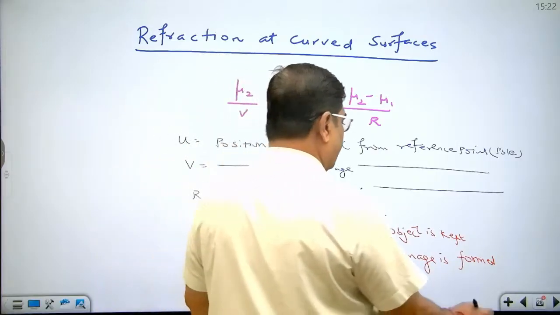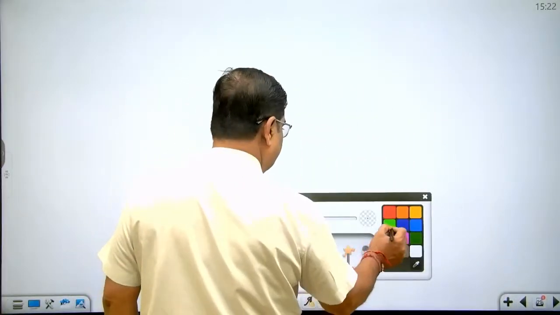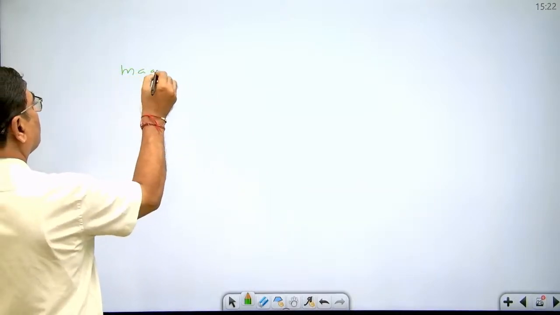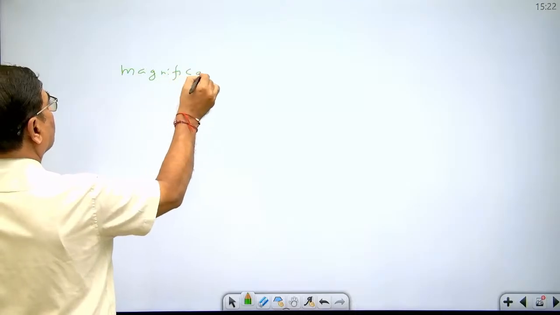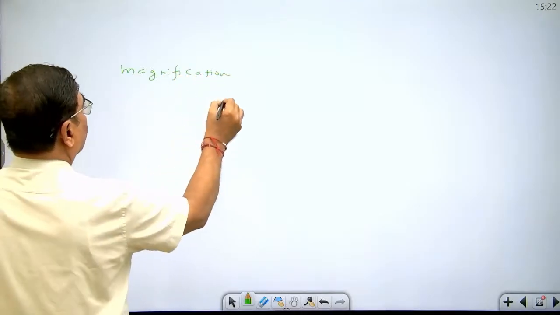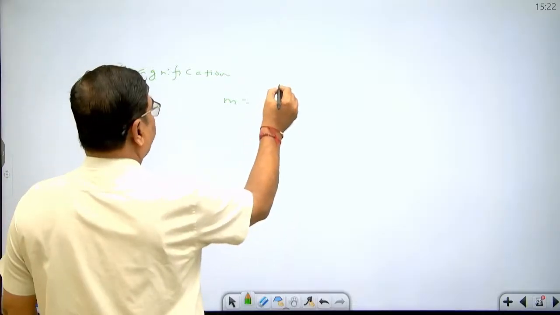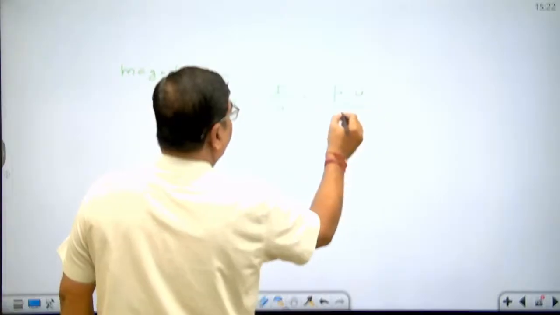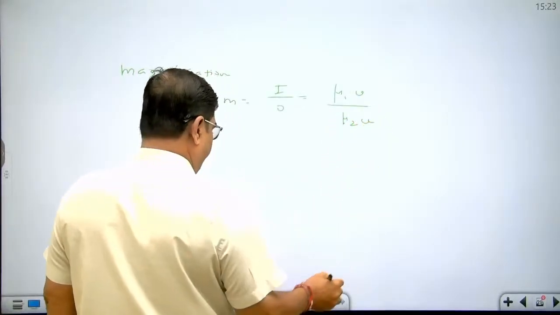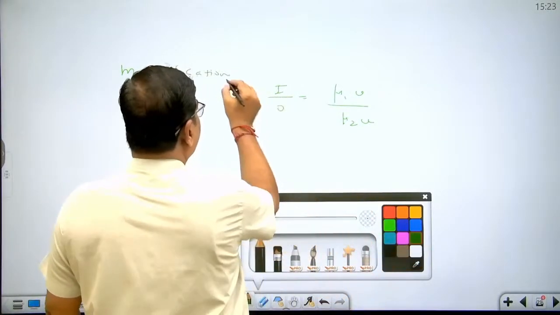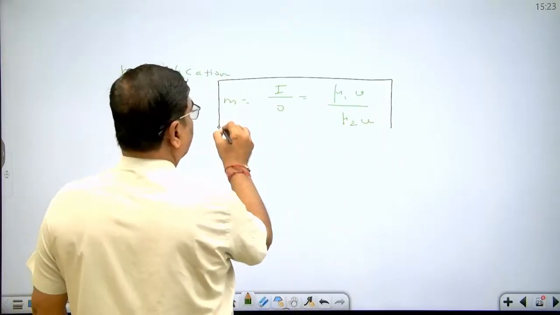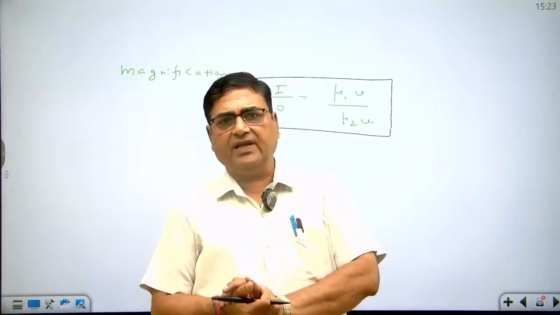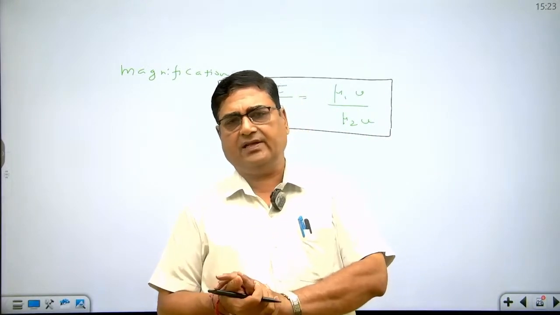What about the magnification in this case? The magnification, that is height of image upon height of object, we will write as mu1 v upon mu2 u. Values of u and v will be kept as per their actual sign. And the meaning and interpretation of magnification will remain the same, okay, as we discussed earlier.